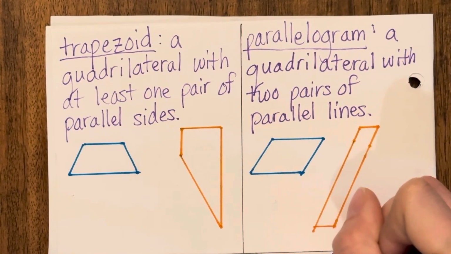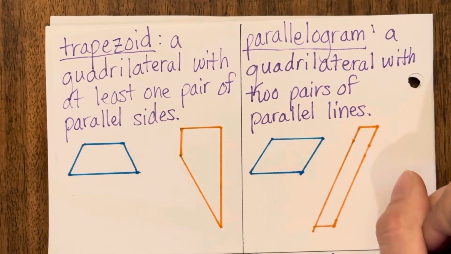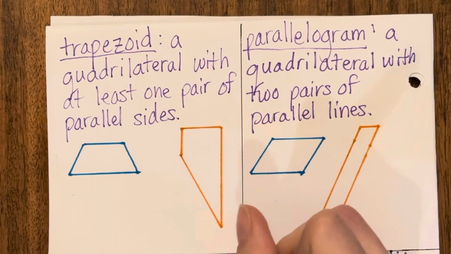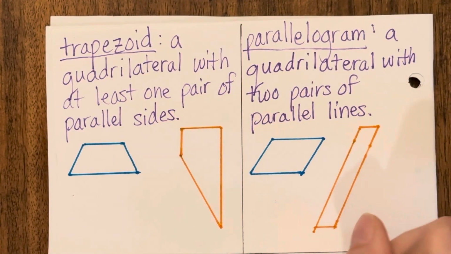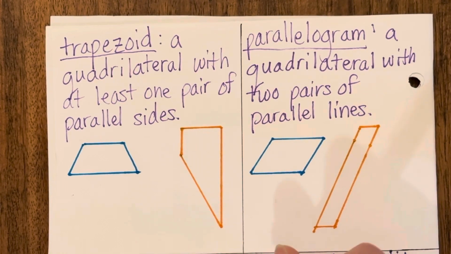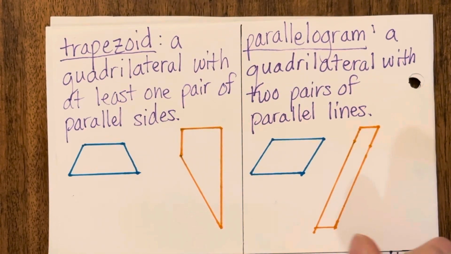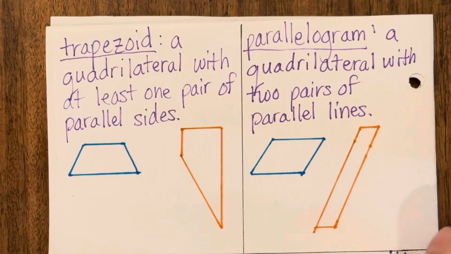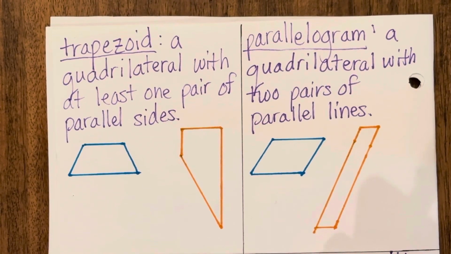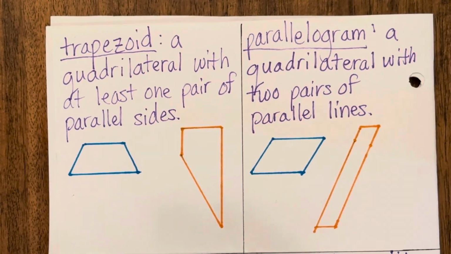Triangle inequality theorem. All right, so that is when the sum of any 2 sides of a triangle is greater than the third side. Okay, I really kept this easy for you, you guys.